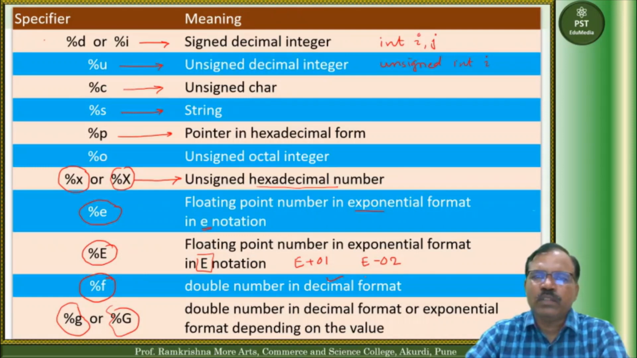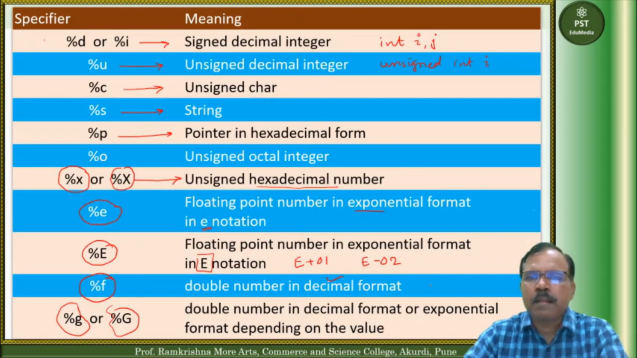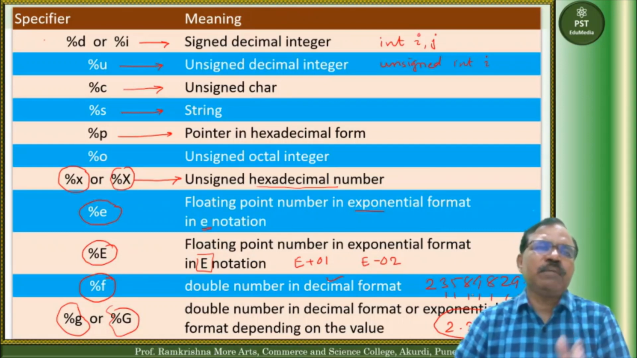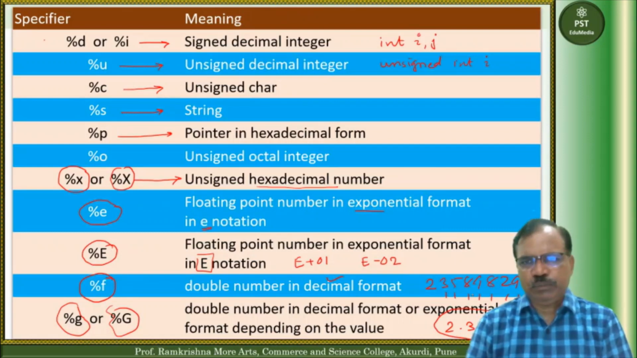Means suppose the value is like this, 2358982.956, like this. Then what happens? It may be printed like this, 2.3589e+06 or something similar. It may be printed automatically. So these are the specifiers used in scanf and printf functions.